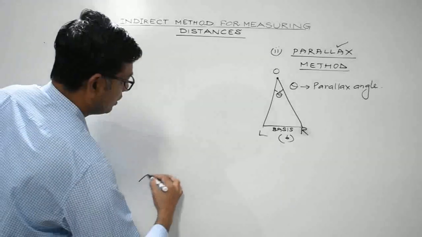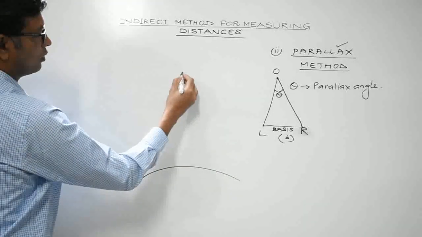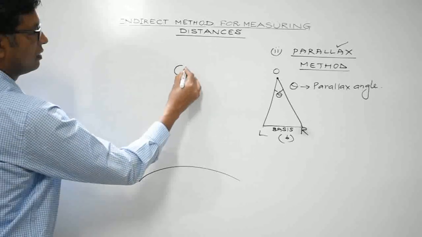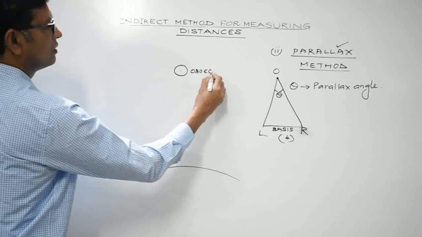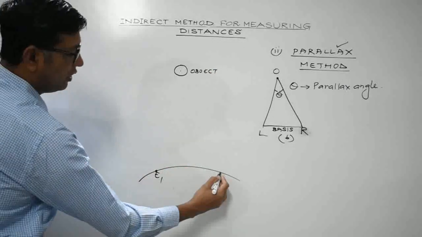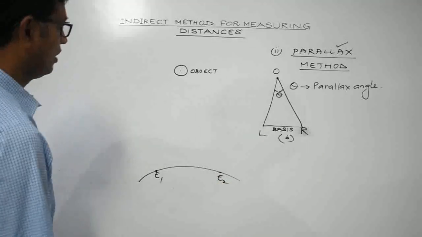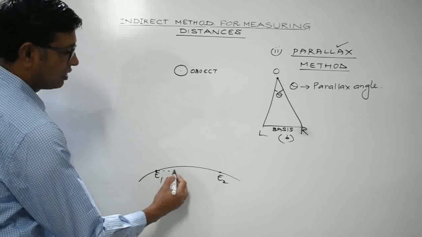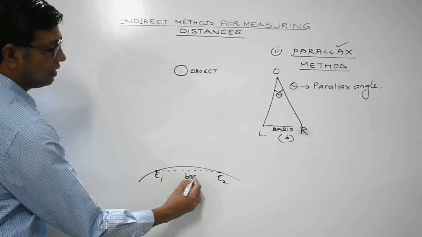So, suppose this is the Earth. This is the astronomical object I am talking about. This is the astronomical object, which is at a very, very far away distance, right? And these are the two observation points. This is the Earth station E1, this is the Earth station E2. So the distance between these two can be easily found. It is known as the basis, that is represented by B.